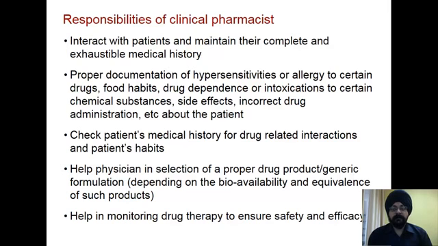The food habits of the patient are important because several habits, for example, drinking can lead to liver damage and the doses need to be adjusted accordingly. Drug dependence or intoxication to certain chemical substances is also an important consideration because the physiology of the patient might be changed. For example, opioids cause a reduction in GI motility, so drug absorption may be varied.